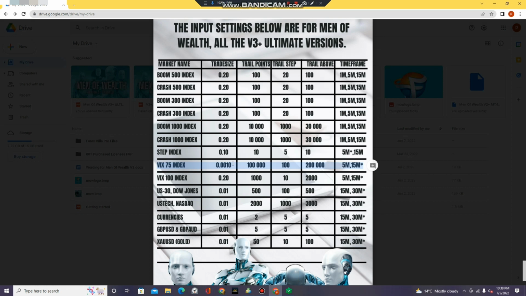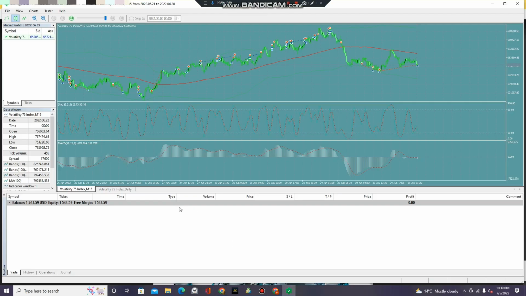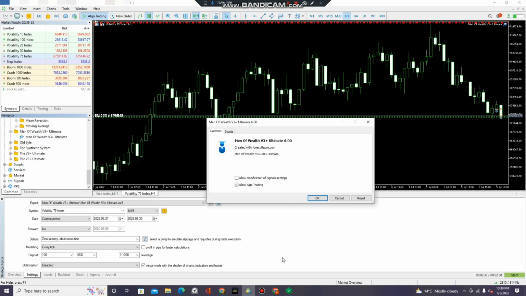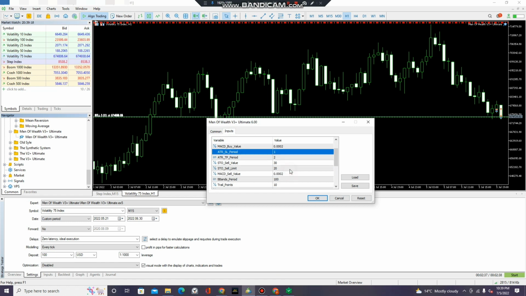The trailing points you're gonna use on the Volatility 75 is around 100,000, the trailing step is 100, and the trail above points is 200,000. And as I've said, the time frame is 5 minutes or 15 minutes. So do not change these settings or whatsoever, guys. Let's go ahead and put the system into the market right now.